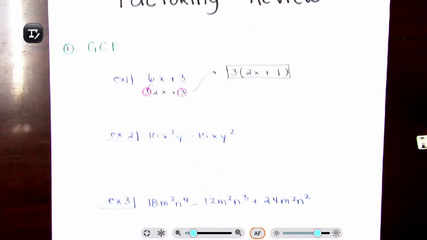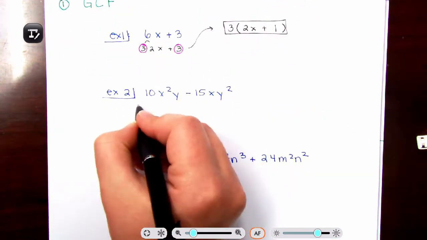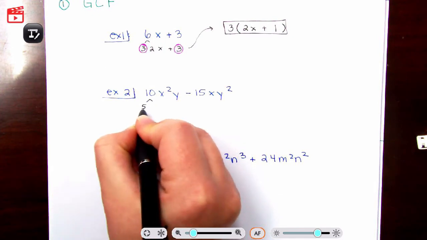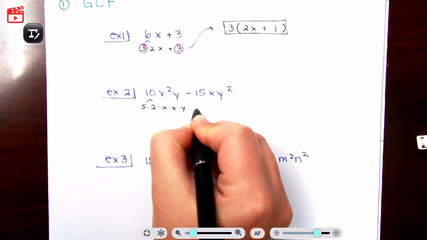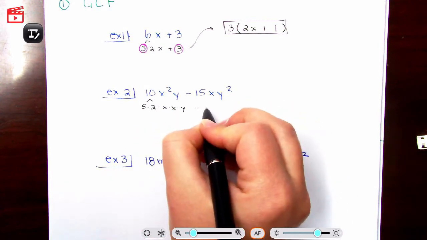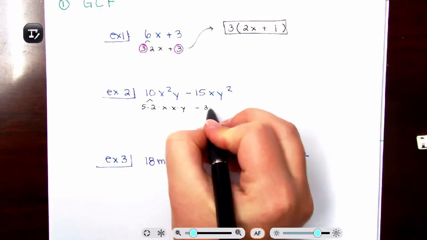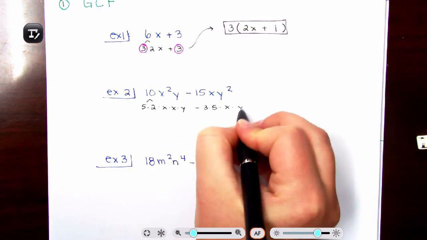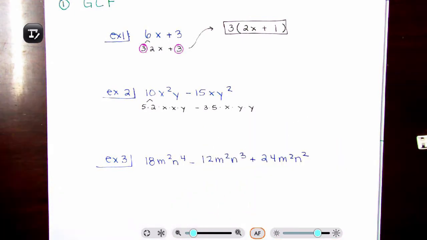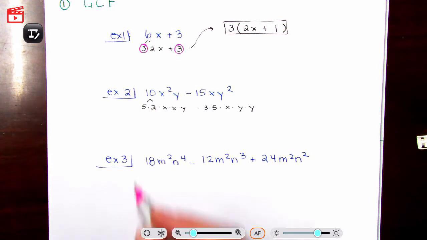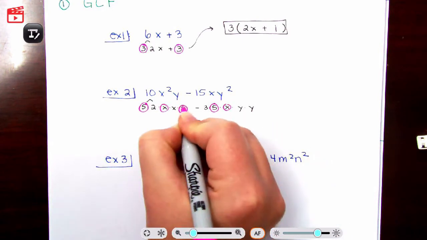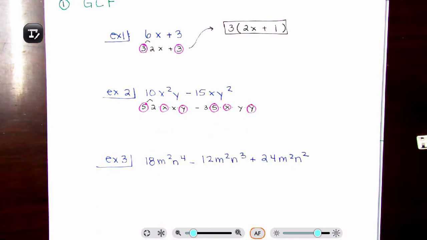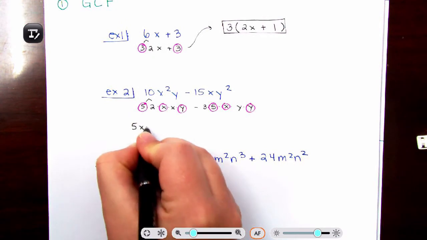Let's do another one. This one has a little bit more. That's okay. I have 10, which is 5 times 2. I have x squared, which is x times x, and I have y. Minus, I have 15, which is a few different things, but I can do 3 times 5. I have x, and then I have y times y, which is y squared. I'm going to see what is common between those two terms so I can factor it out. I see a 5, I see an x, and I see a y. So I'm going to pull out a 5xy.